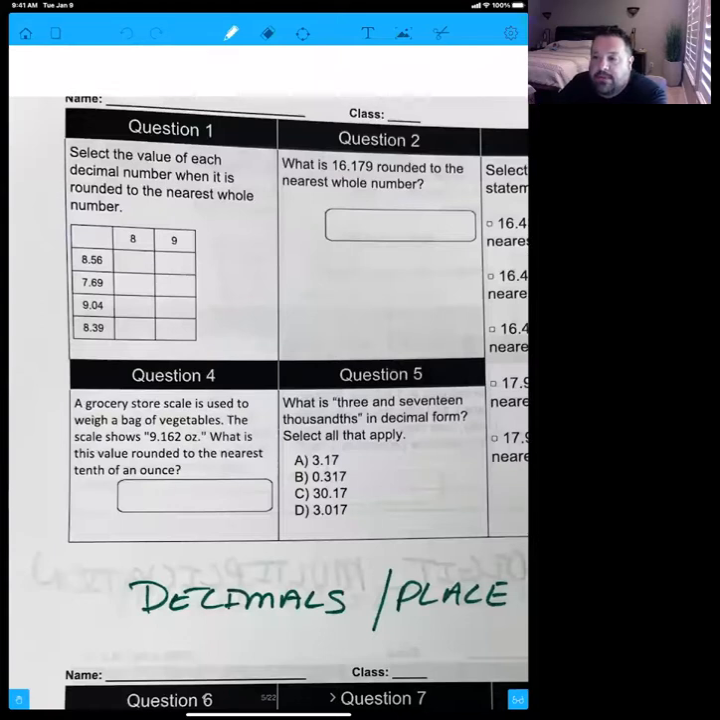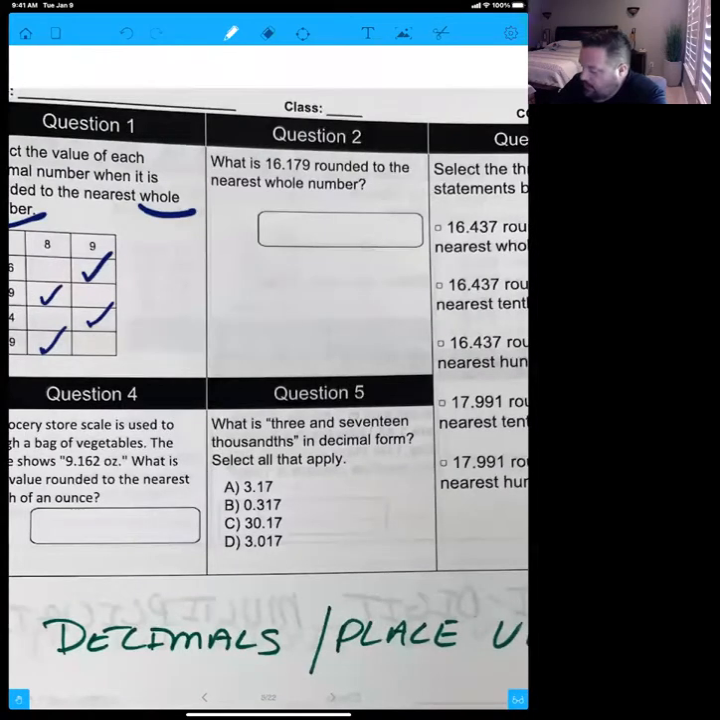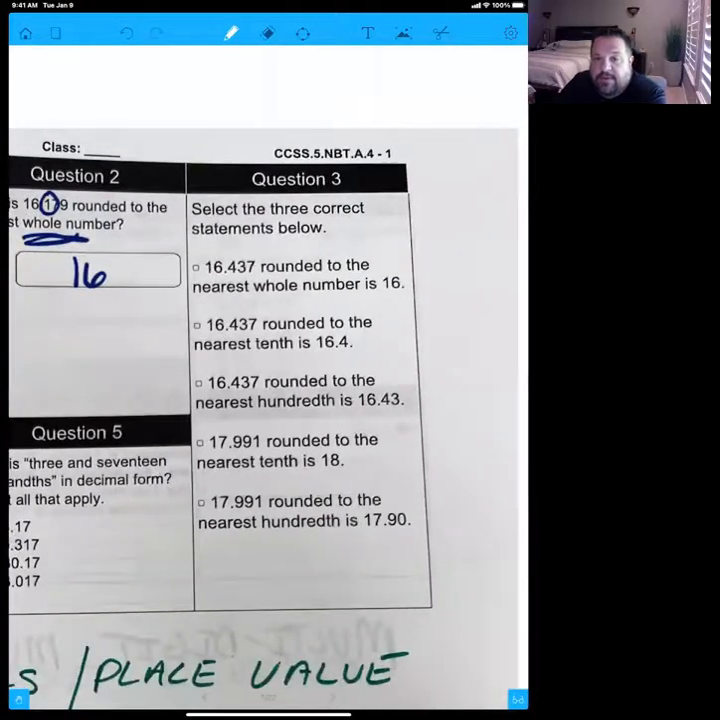Whole number is the ones place, right? You have to remember that. Whole number, ones place. So here you should have gotten a check here, a check here, a check here, and a check here. Do number 2. This would get rounded to 16 because for the whole number, we'd look at this 1, nothing would happen, right? Pause the video and do number 3.